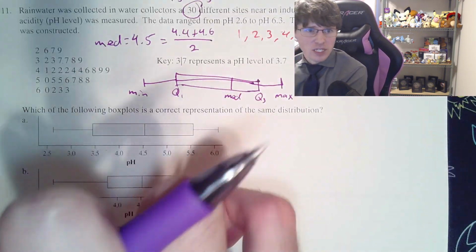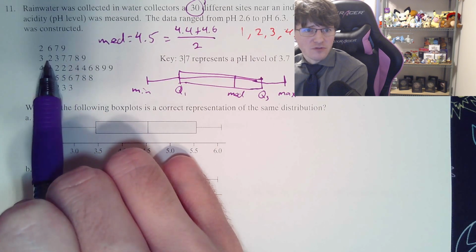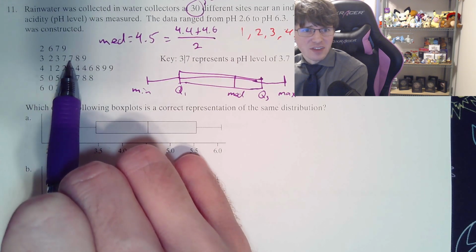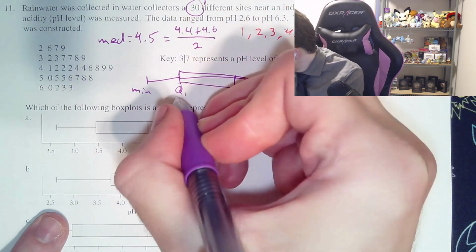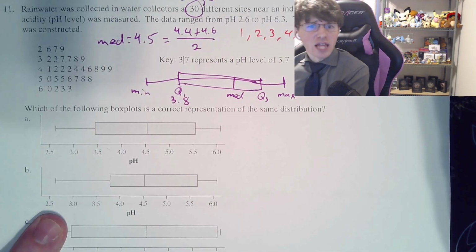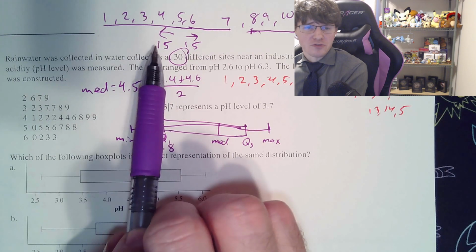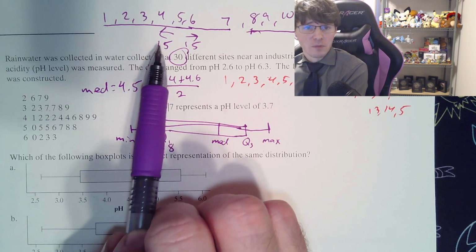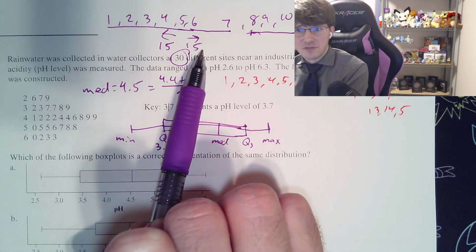So we're going to have to figure out what is the 8th number. The first number, the second number, the third number, 4th, 5th, 6th, 7th, 8th number. The 8th number is 3.8. Likewise, from the other side, you're going to do exactly the same thing because you're finding the middle of the middle. So you found the middle of the first 15 numbers. You also need to find the middle of the last 15 numbers.